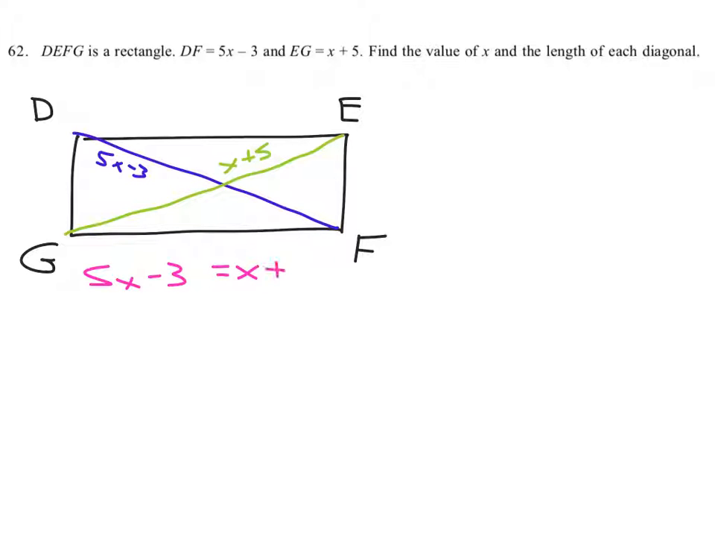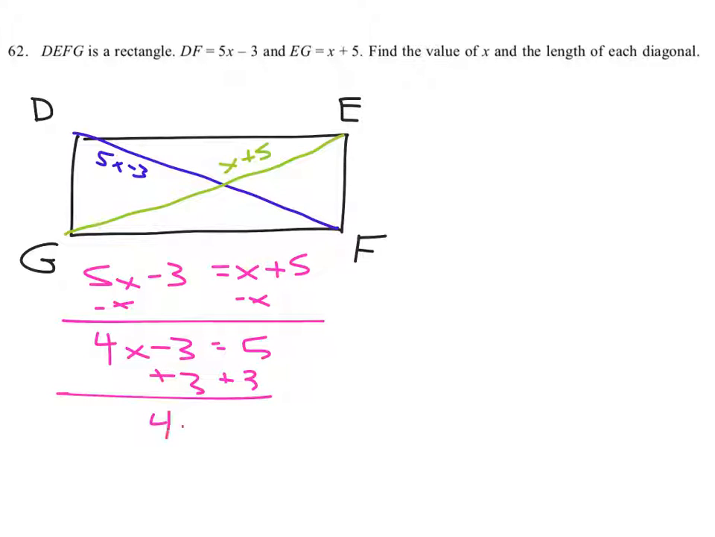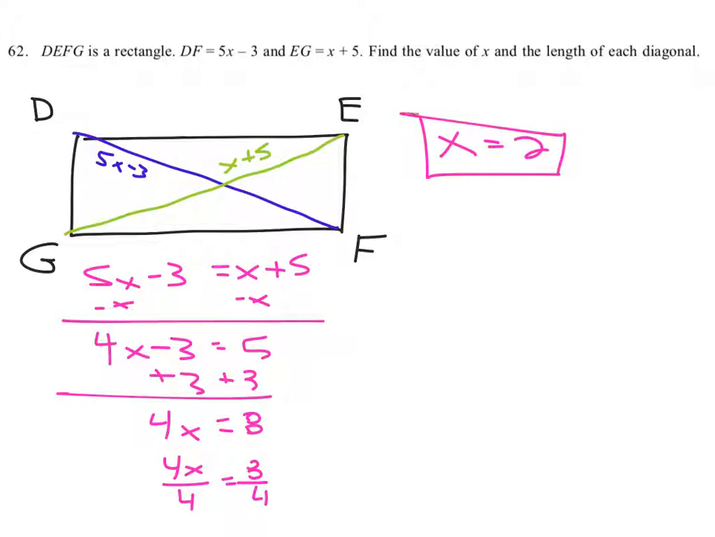So 5x minus 3 equals x plus 5. One part of our answer is x equals 2, and the other part of our answer is going to be plugging it back in to both of them just to make sure that we get the same value.